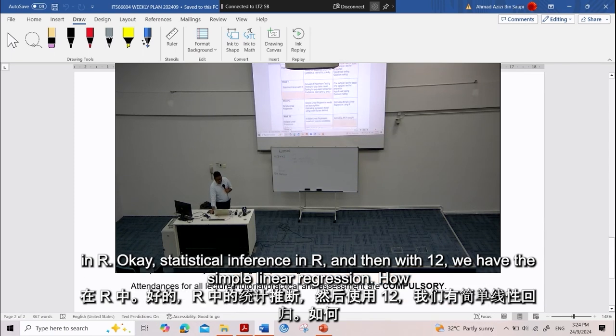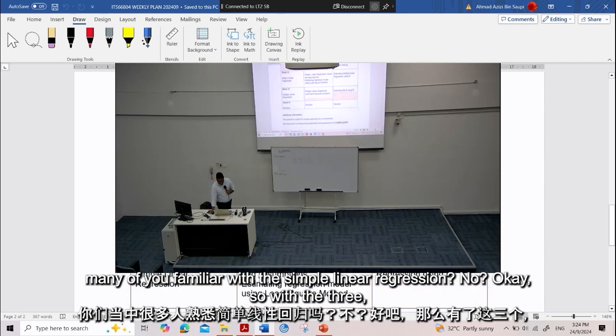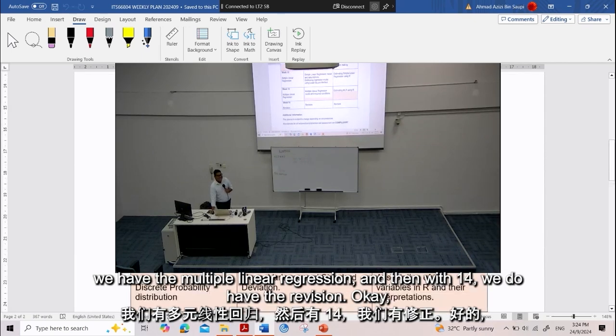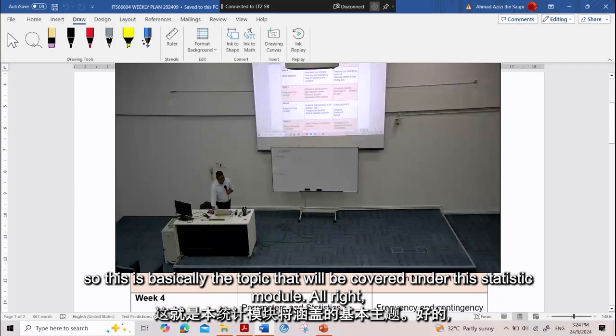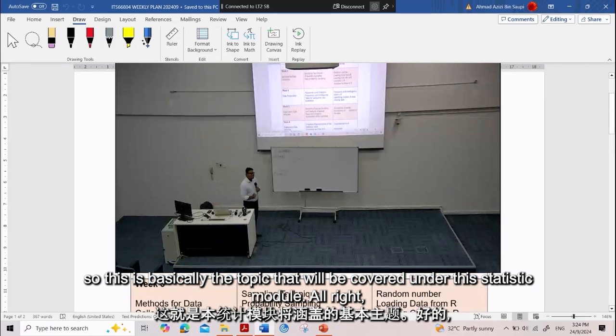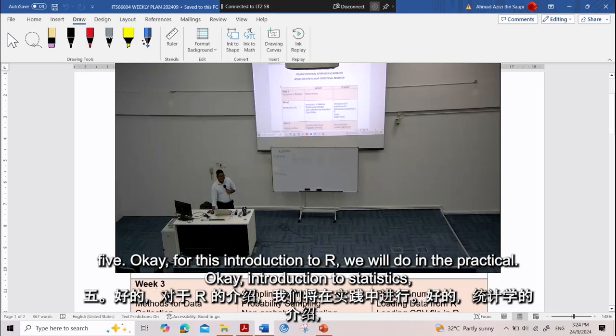And then week 12 we have the simple linear regression. How many of you are familiar with the simple linear regression? No. Okay, so week 13 we have the multiple linear regression, and then week 14 we do have the revision. Okay, so this is basically the topics that will be covered under this statistics module. All right. Okay, so all of this you can check from here. Later I will upload all the files.